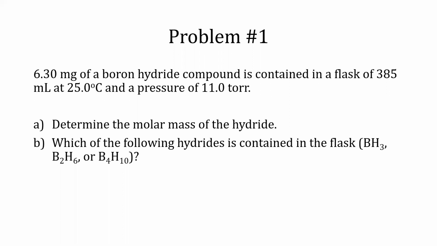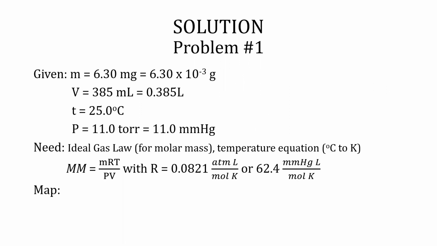Problem 1: 6.30 mg of a boron hydride compound is contained in a flask of 385 mL at 25 C and a pressure of 11 torr. A, determine the molar mass of the hydride, and B, which of the following hydrides is contained in the flask: BH3, B2H6, or B4H10. It is given that m is 6.30 mg, which equals 6.30 times 10 to the minus 3 grams. V equals 385 mL, or 0.385 L. T equals 25 Celsius, and P equals 11 torr, or 11 mmHg.